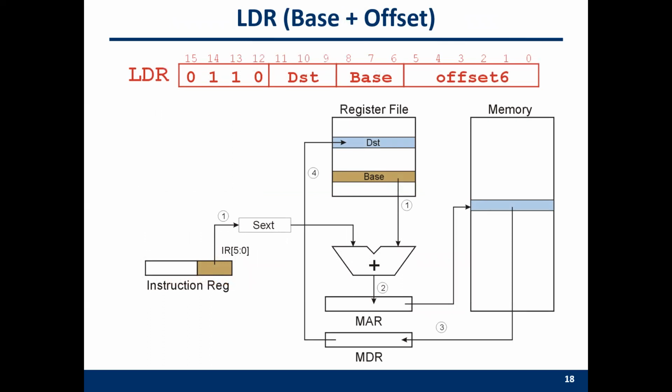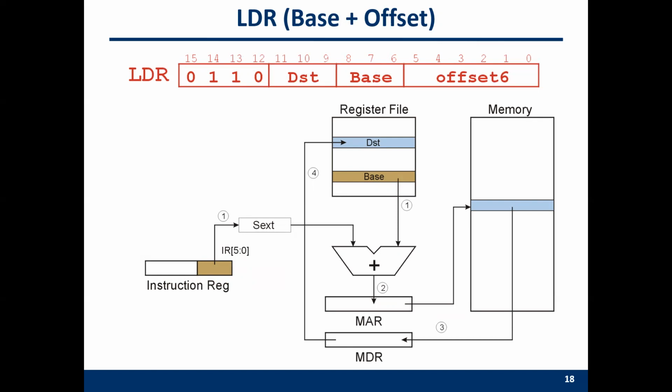So this is the so-called LDR. It has a new opcode. It has 2 registers. One is the destination. You use this destination to store the final result back from memory. And then these 3 bits are for the base register. We also have 6 bits for the offset.